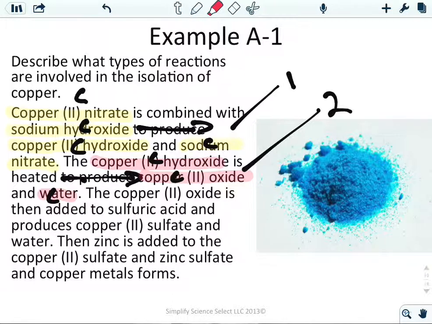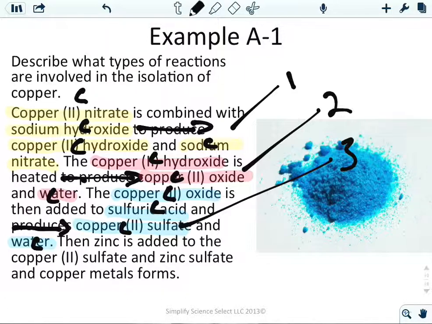Then the copper 2 oxide is added to sulfuric acid and produces, here's our next reaction, copper 2 sulfate and water. Again, we see that's a compound and a compound. It produces a compound and a compound. So the third reaction is going to be a double replacement reaction.